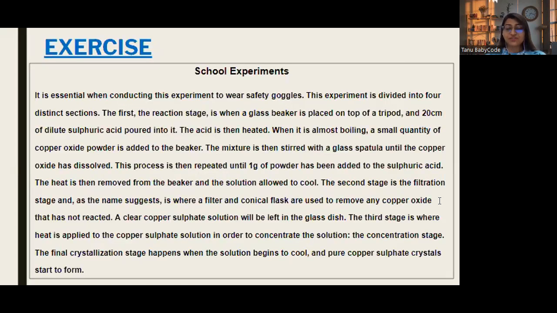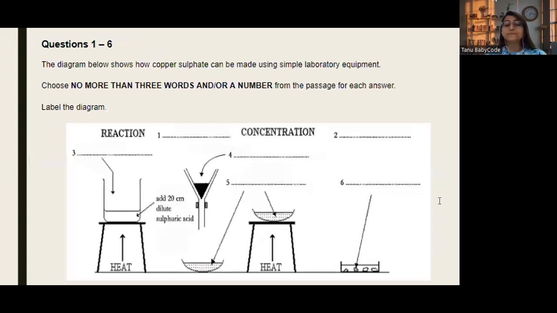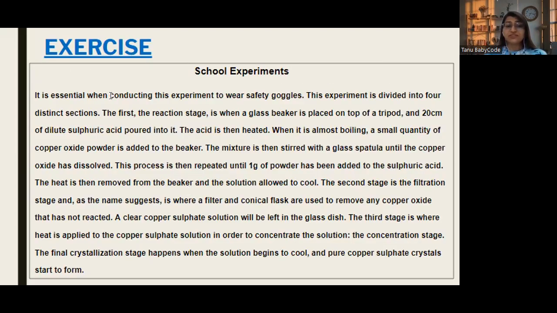Now, this is a passage in front of you, and here is a diagram. You have to write no more than 3 words and/or a number. So here are the things given to you. First is reaction, and you can see there is a third blank here, concentration, and then you will see fourth and fifth, and the last are second and sixth. So you have to analyze your diagram very carefully. The first one is reaction. So it is essential. Now you will start reading.